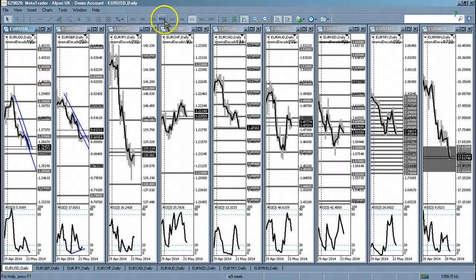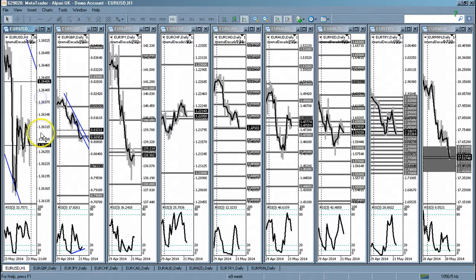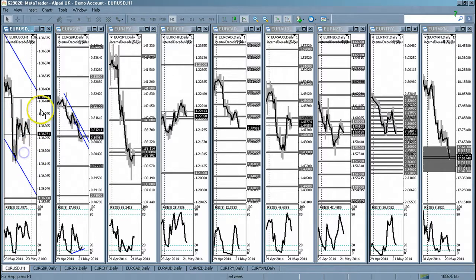Looks too good on the 1 hour, so I actually got into it based on the 1 hour. Got down here, came back, as long as it doesn't take out these lows.